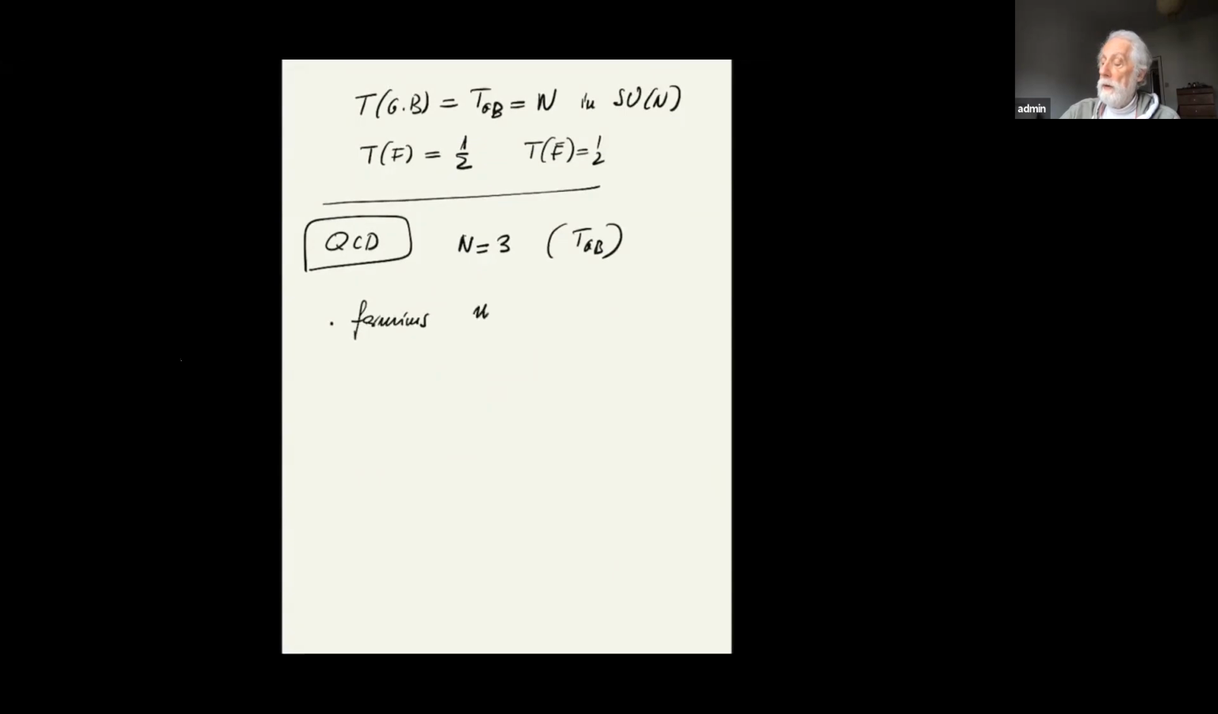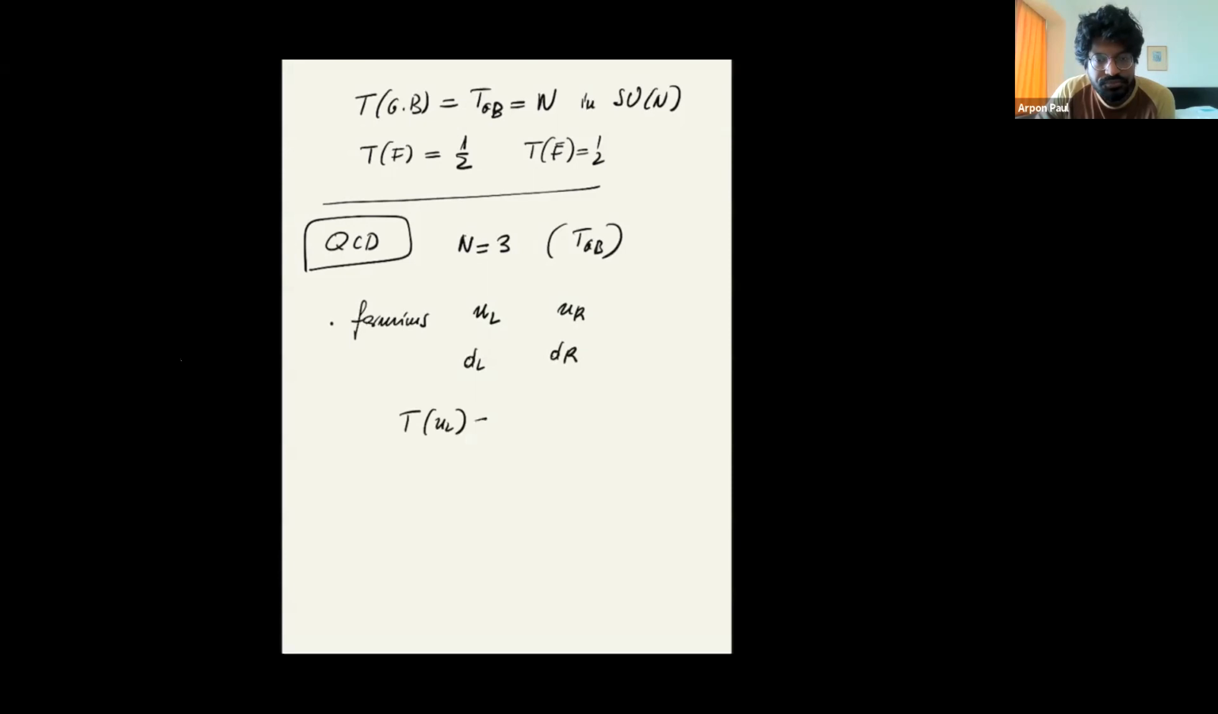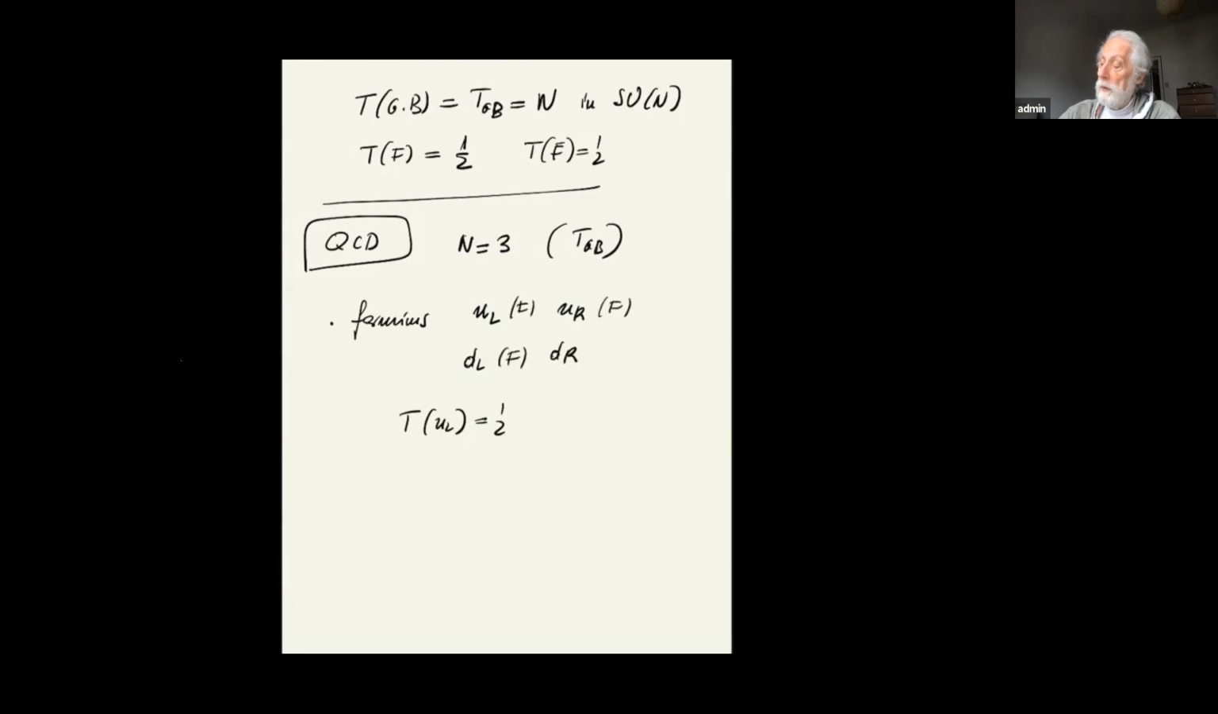I have left-handed up quark, right-handed up quark, left-handed down quark, right-handed down quark. These are in my fundamental representation. What is T of UL? This is just a half. Each one is a fundamental representation. So in other words, T of quarks is 4 times a half, which is 2.